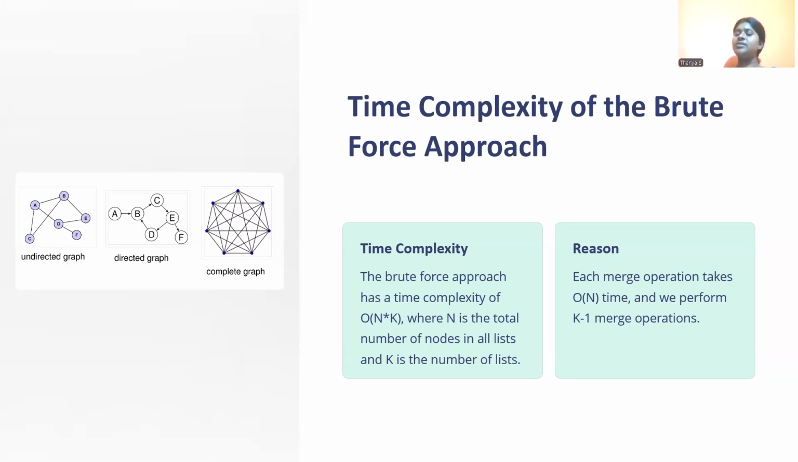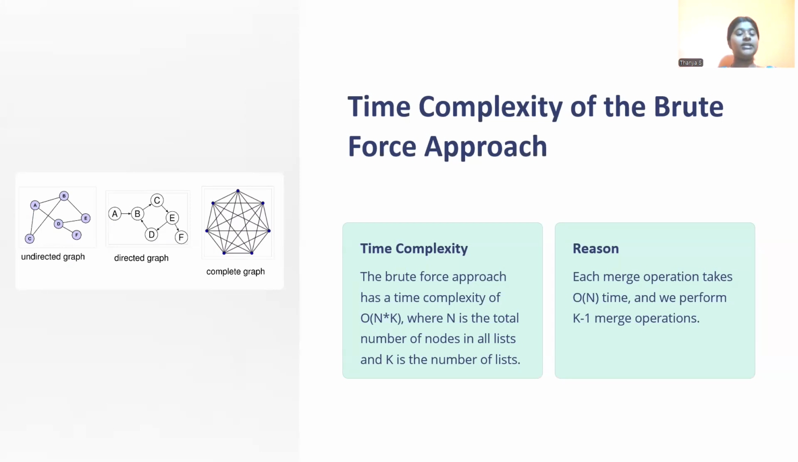Reason: each merge operation takes O of n time and we perform k minus 1 merge operations. So the reason why we take O of n into k is because each merge operation takes O of n time and we perform k minus 1 merge operations here.